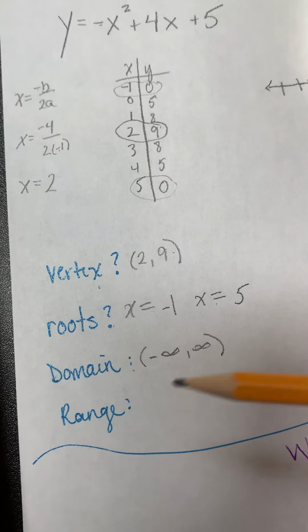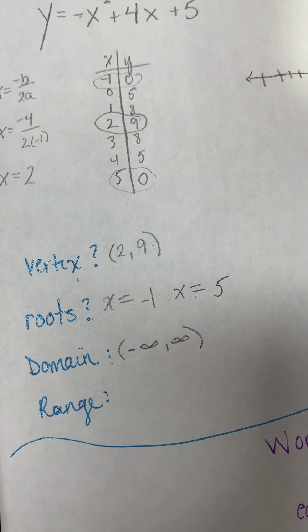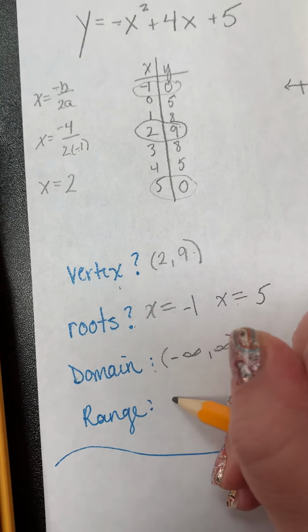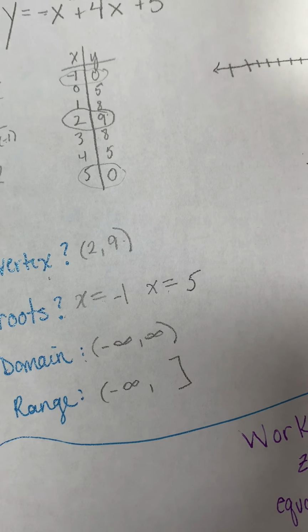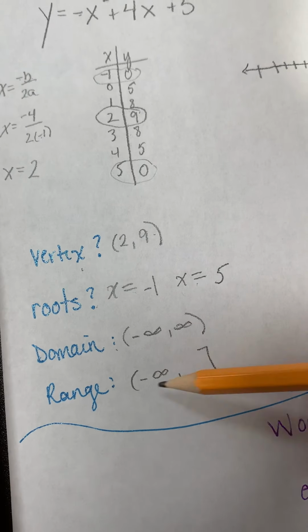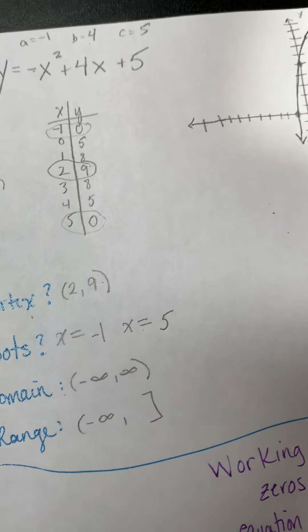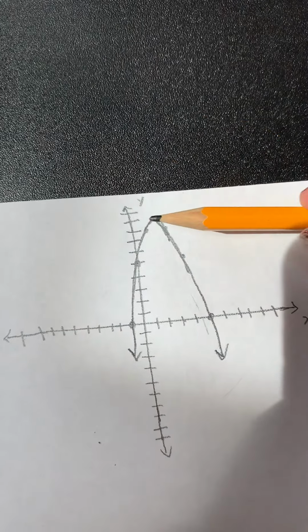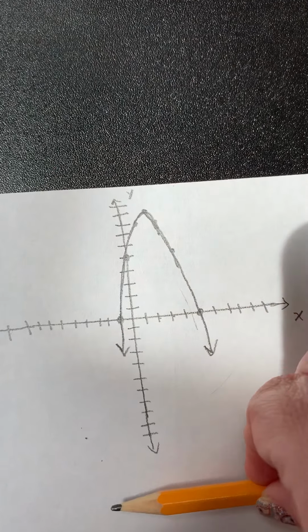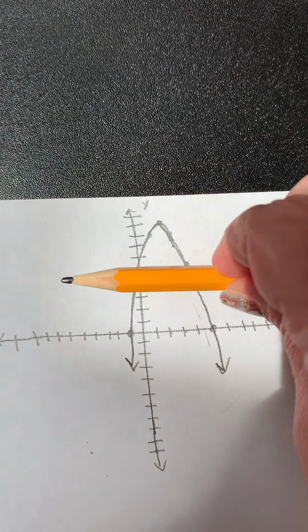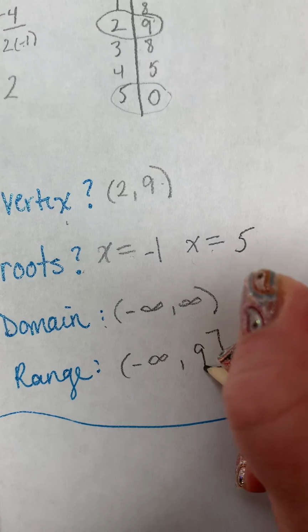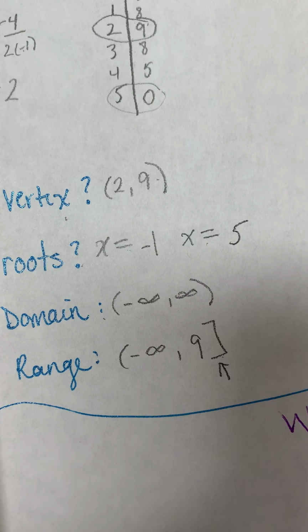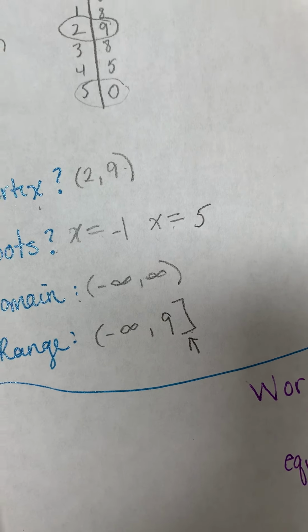Now the range is going to be either negative infinity to a number, and you're going to include that number, or this is just going to be backwards. It'll be a number to positive infinity because this one's facing down. Remember, it's bottom to top. The lowest this thing goes is negative infinity. What's the highest it goes? 9. And that 9 is included, so we need a bracket here. That's one thing a lot of people miss.